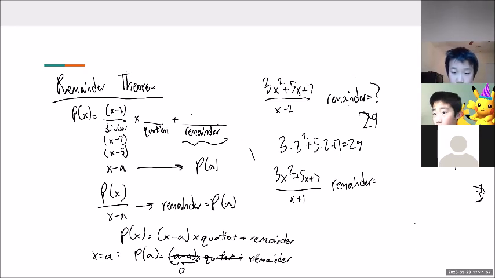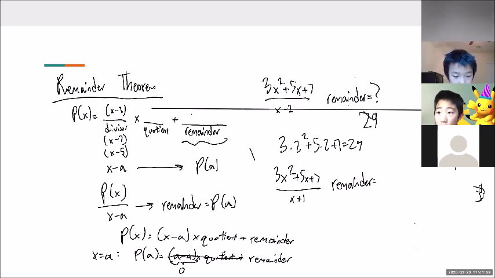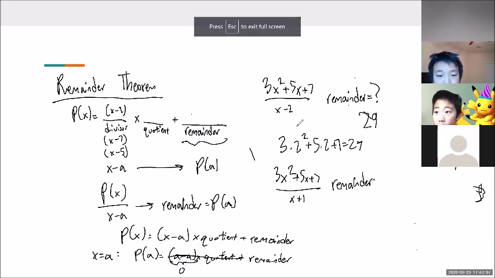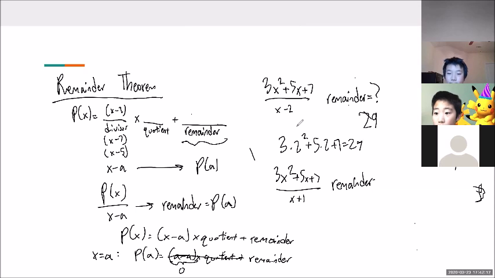Someone asked, why do you plug in 2? Well, as I said earlier, the remainder theorem states that if you divide some polynomial p of x by x minus a, then the remainder is just going to be p of a. So plugging a into the polynomial. And yes, as people are saying, the remainder is 5.